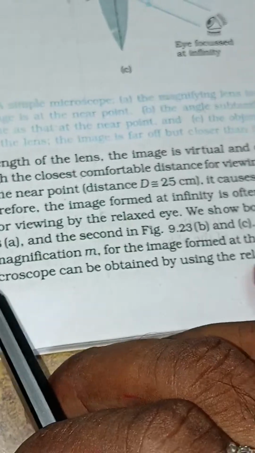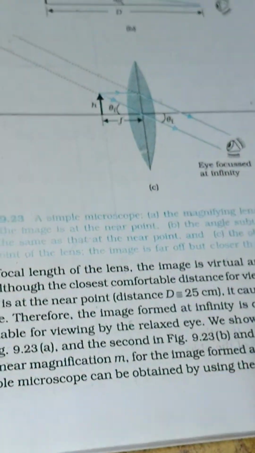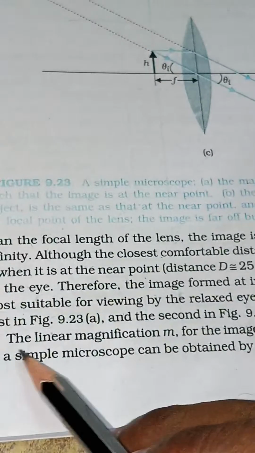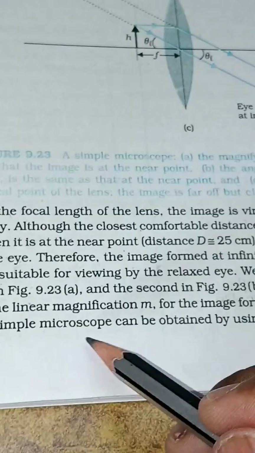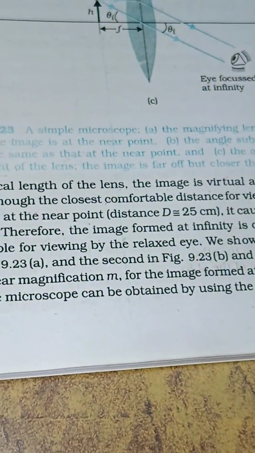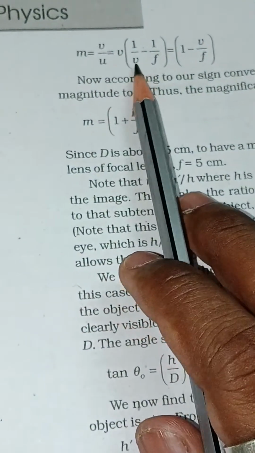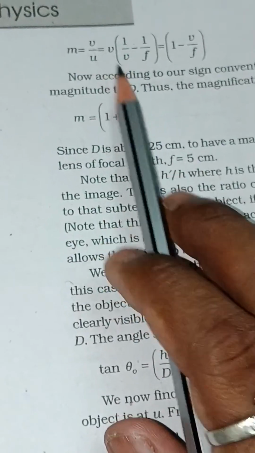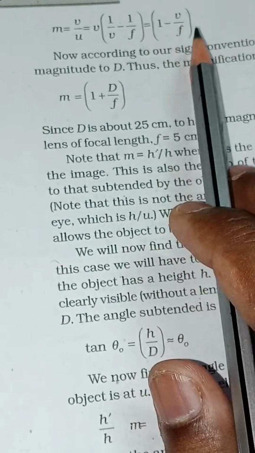We see both cases in figure 9.23: first A and B, and second B and C. The linear magnification m for the image formed at the near point D by a simple microscope can be obtained by using the relation m equals v by u, and we have to put the value of v. Then m equals v into (1 upon v minus 1 upon f), equal to 1 minus v upon f.